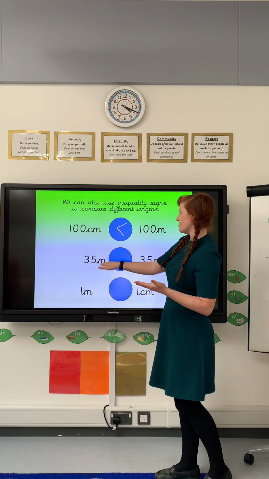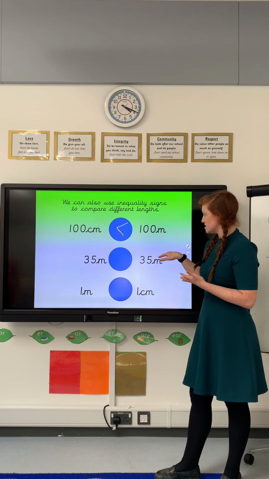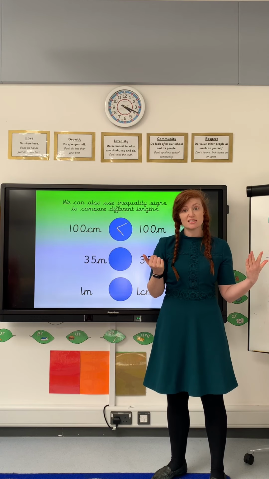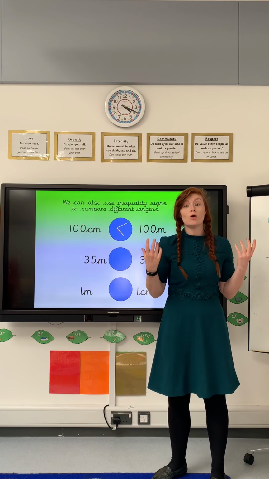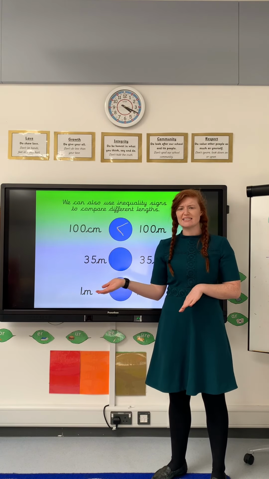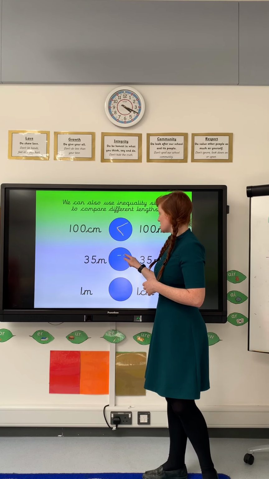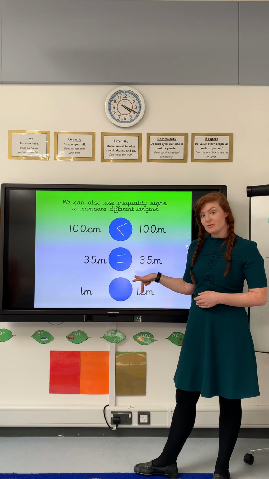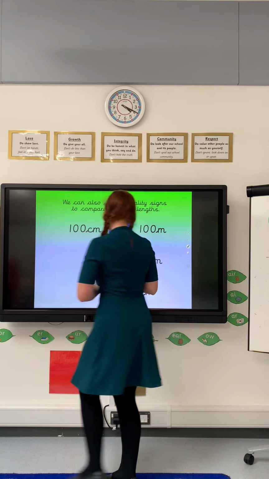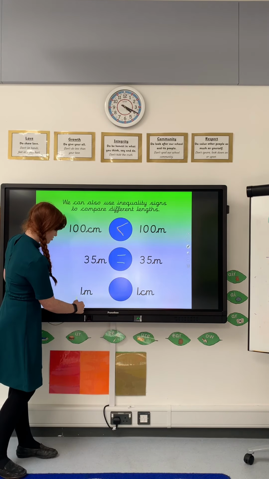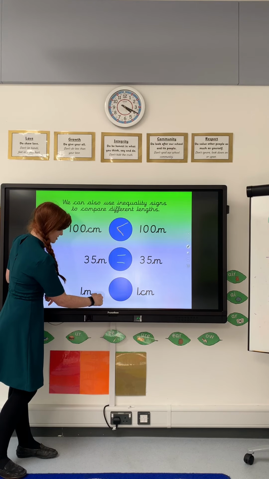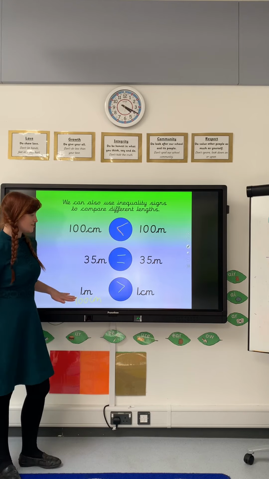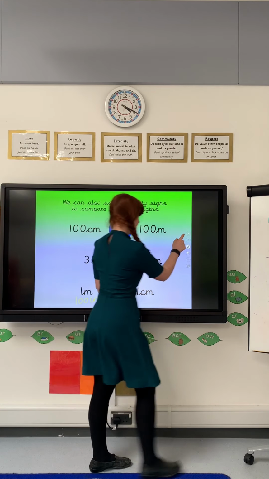Now I've got 35 metres and 35 metres. So I've got to decide whether 35 metres is greater than, the same as, or less than 35 metres. And I know that 35 metres is exactly the same as 35 metres, so I'm using my equal sign. And then I've got 1 metre and 1 centimetre. Again, try and convert. So the 1 metre is the same as 100 centimetres. I know 100 is more than 1, so 100 centimetres is greater than 1 centimetre.